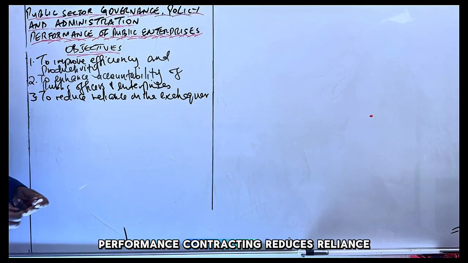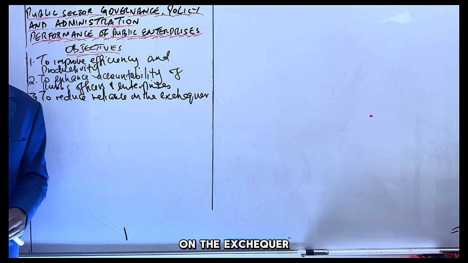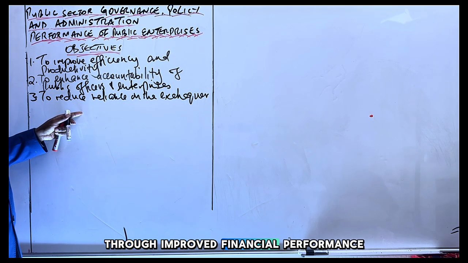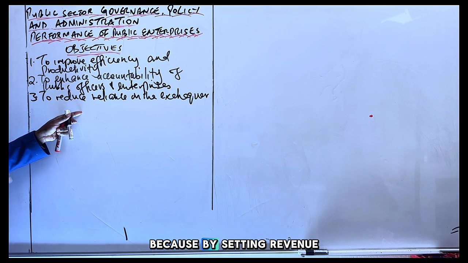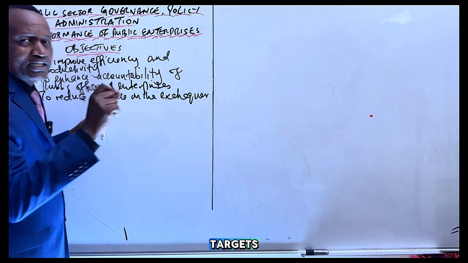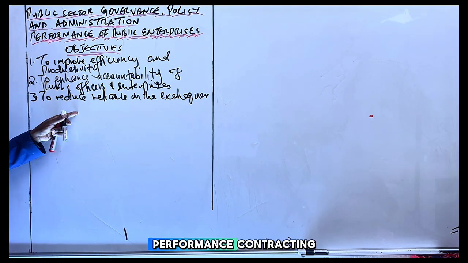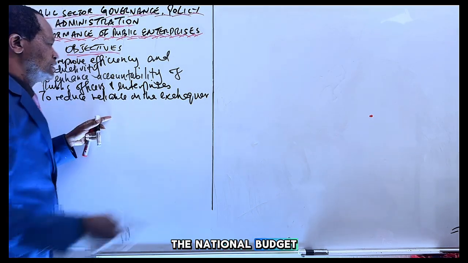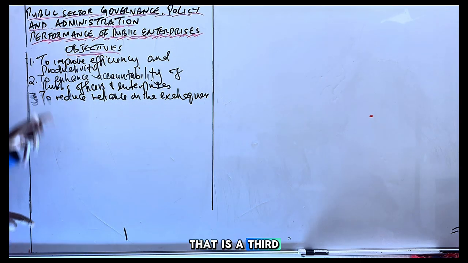Performance contracting reduces reliance on the exchequer through improved financial performance, because by setting revenue, cost control, and profitability targets, performance contracting aimed to reduce the fiscal burden that loss-making state corporations placed on the national budget. That is the third objective.